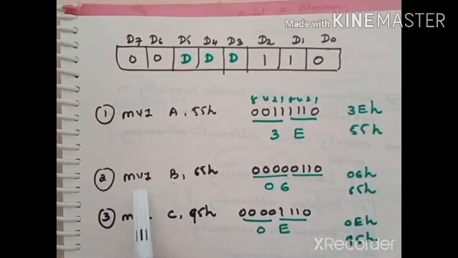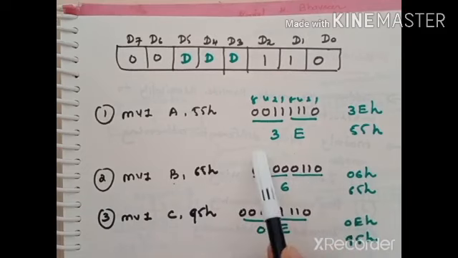Then the second example, MVI B, 65H. So D7 and D6 are fixed 00, then the destination is the B register. The equivalent code of B is 000. Then 110 is fixed. Then MVI C, 95H, for that 00 is fixed, then the destination C register is 001. Then 110 is fixed. Then the equivalent code of that instruction is 0EH.